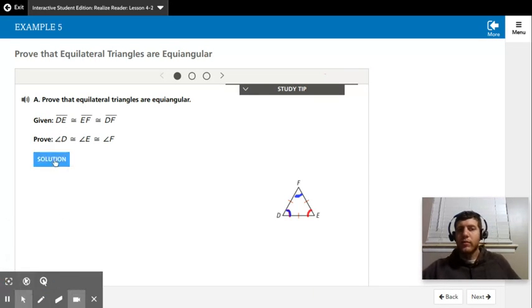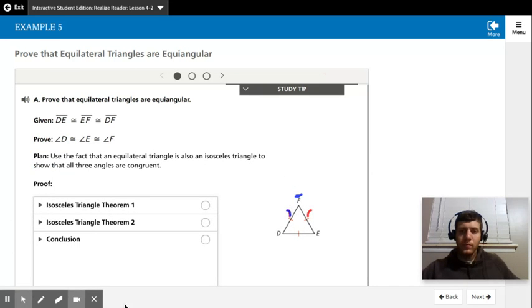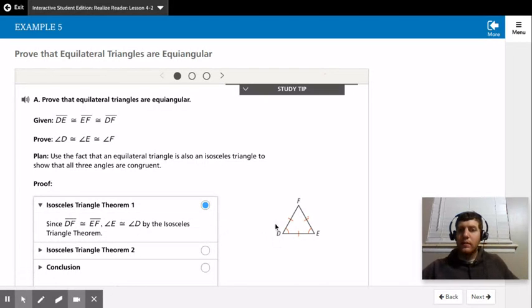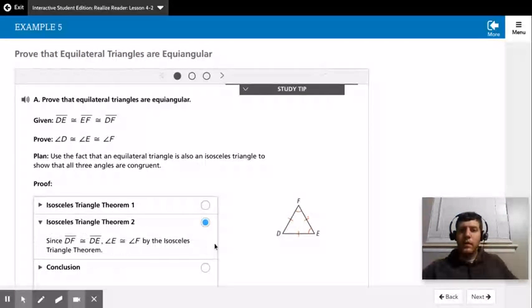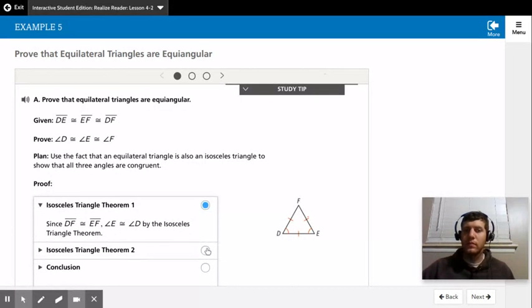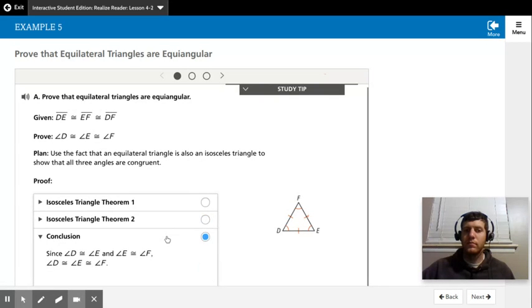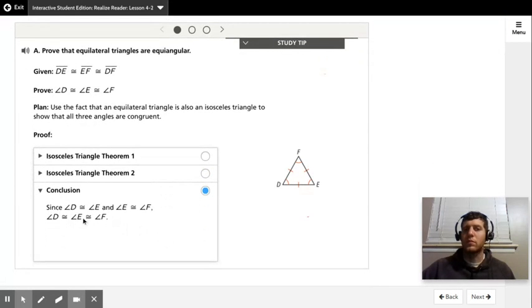And if we look at how they formally did that, okay, we can look at how they formally did that here. They did use the Isosceles triangle theorem twice. So if you look at the first one, right, they're going to say since DF is congruent to EF, we know that angle D is congruent to angle E. Okay, and then since DF is congruent to DE, we know that angle F is congruent to angle E. Okay, and then since angle E is congruent to angle D, and since angle E is also congruent to angle F, by the transitive property of congruence, we know that angle D and angle F are congruent. Right, and so they're all congruent to each other.